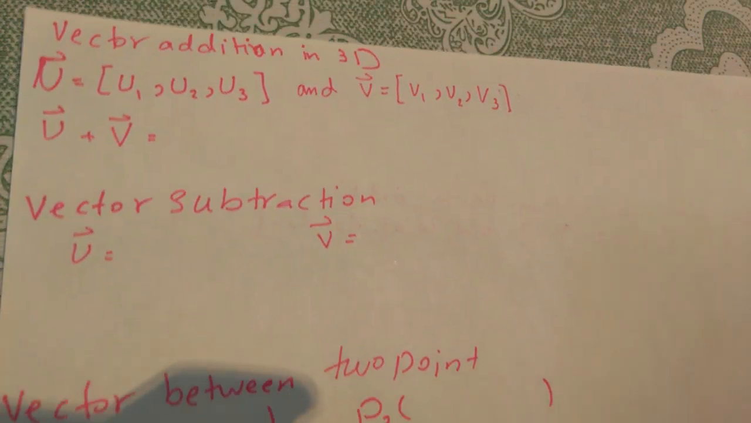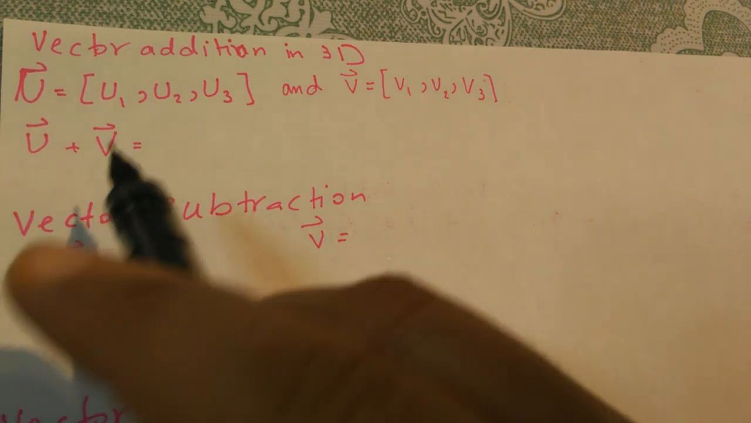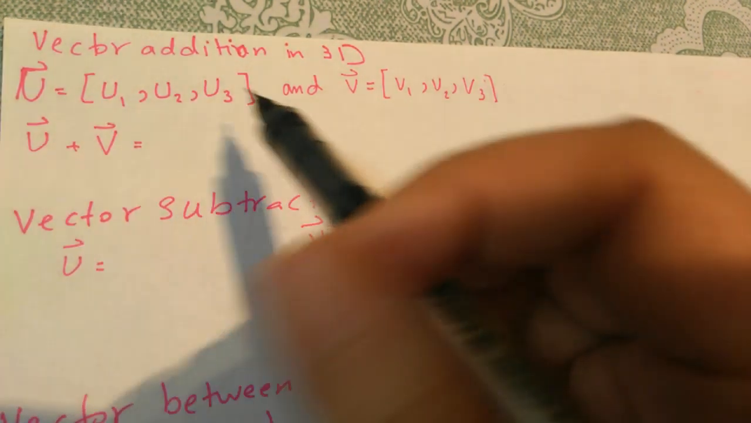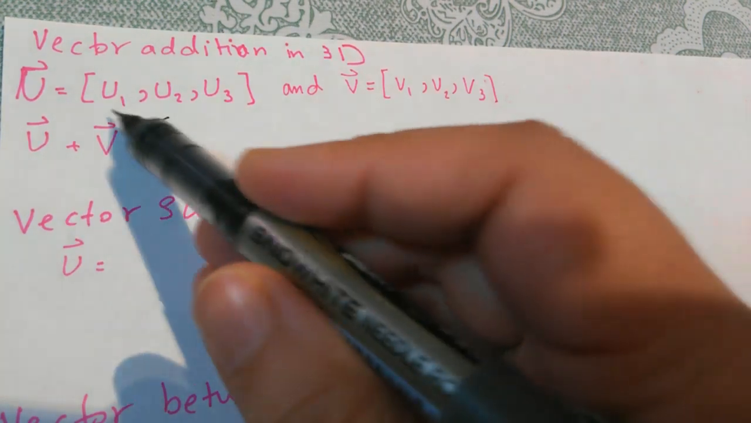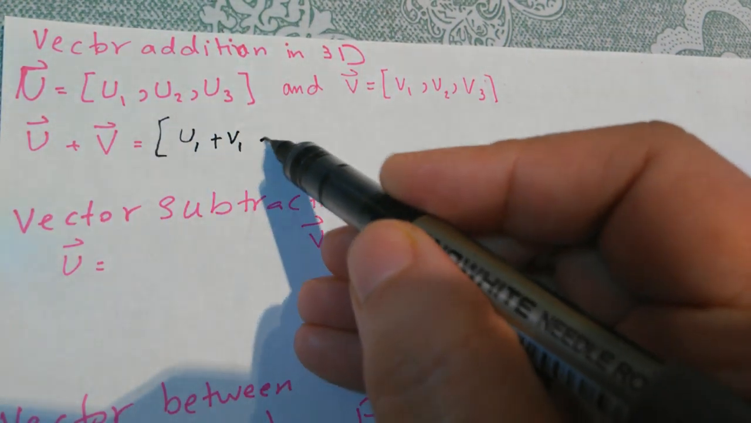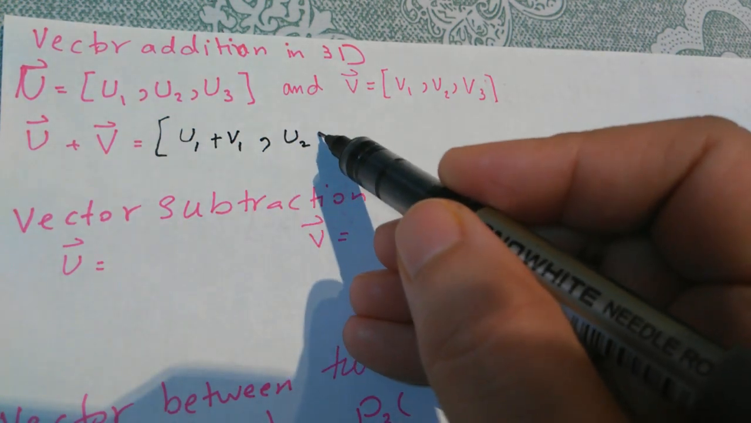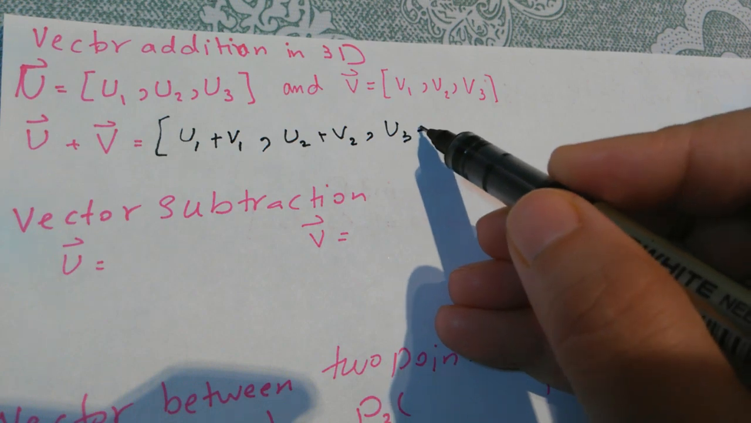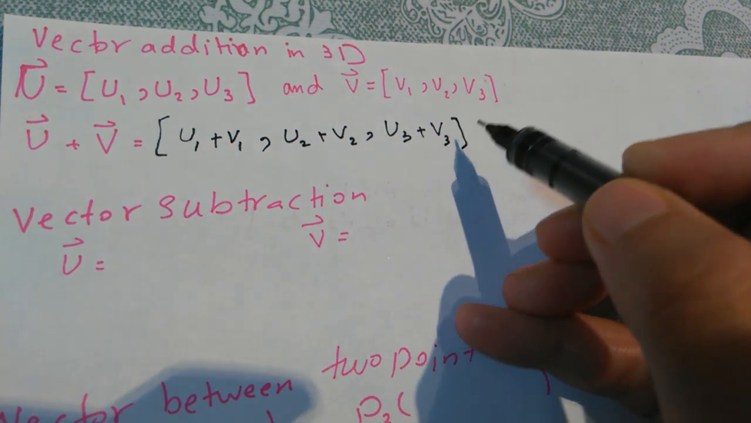So now vector addition. If this is u1, u2, u3, and v is v1, v2, v3, when you add them, you simply add their x components. So it's going to be u1 plus v1, u2 plus v2 for the y component, u3 plus v3.